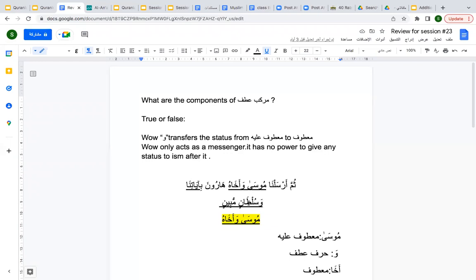Easy. So what is happening to Sultan? Why is Sultan jar in status? Yes, waw transferred the status. Waw is your matuf. Ayat were your matuf alayhi. Waw, Sultan is your matuf. Waw is your harf atf. Why is mubin jar in status?